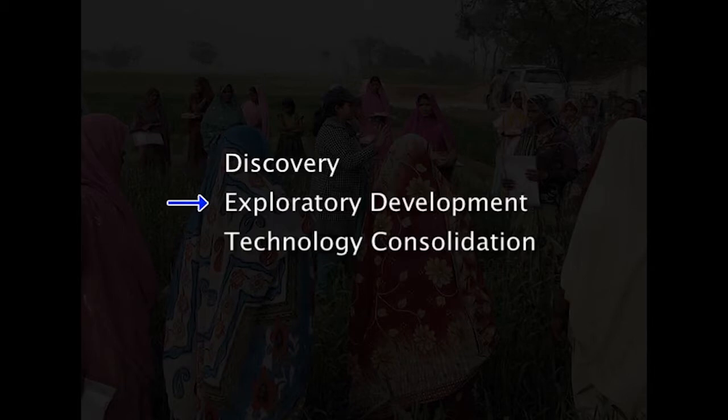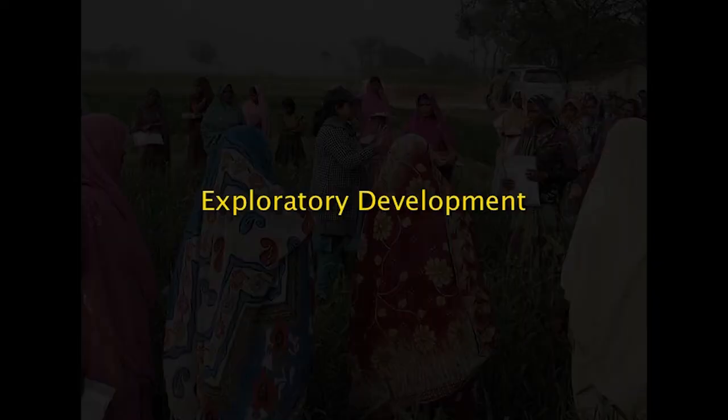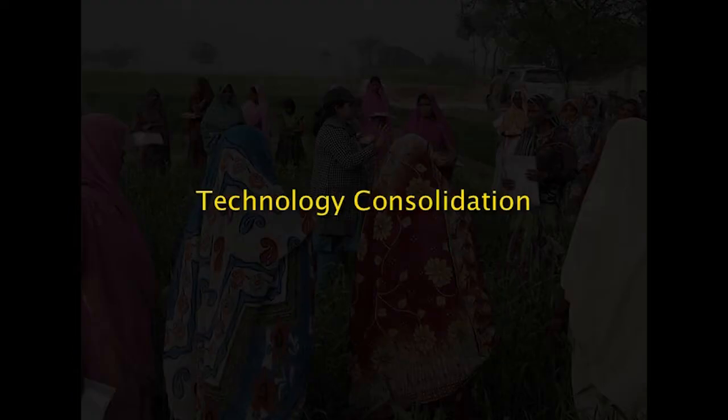The main processes of research are discovery, exploratory development, and technology consolidation. Discovery: the process of collecting information and searching for relationships among variables. This process includes basic or strategic research. Exploratory development: the process of identifying, understanding and controlling interaction between a proposed technology and the socio-economic and physical environments. This process includes applied research. Technology consolidation involves transforming the results of research into a new technology package.